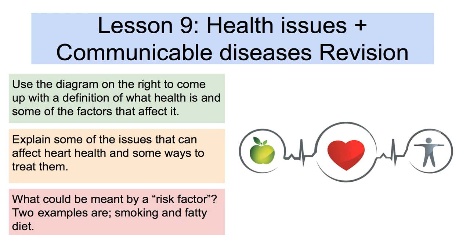A little bit of a starter for you here, 3 things. The diagram on the right over here as a kind of an aide-memoire to help you remember what health is and some of the factors that affect it. A reminder of the work we did 2 or 3 lessons ago on the heart issues and ways to treat them. And just being clear what exactly we mean by the term risk factor. There's a couple of examples there for you: smoking and fatty diet.